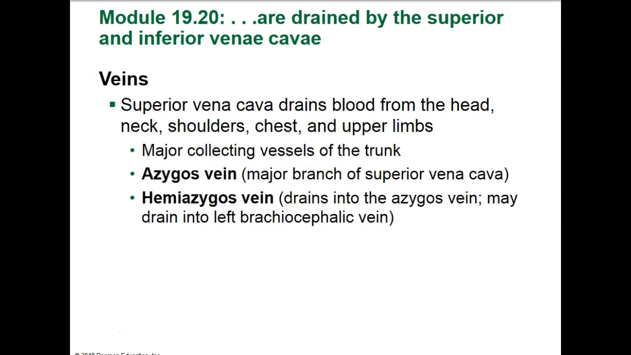Okay, now to the veins. The superior vena cava drains blood from the head, neck, shoulders, chest, and upper limbs. Major collecting vessels of the trunk. The azygous vein, which is a major branch of the superior vena cava. The hemiazygous vein, which drains into the azygous vein and may drain into the left brachiocephalic vein.